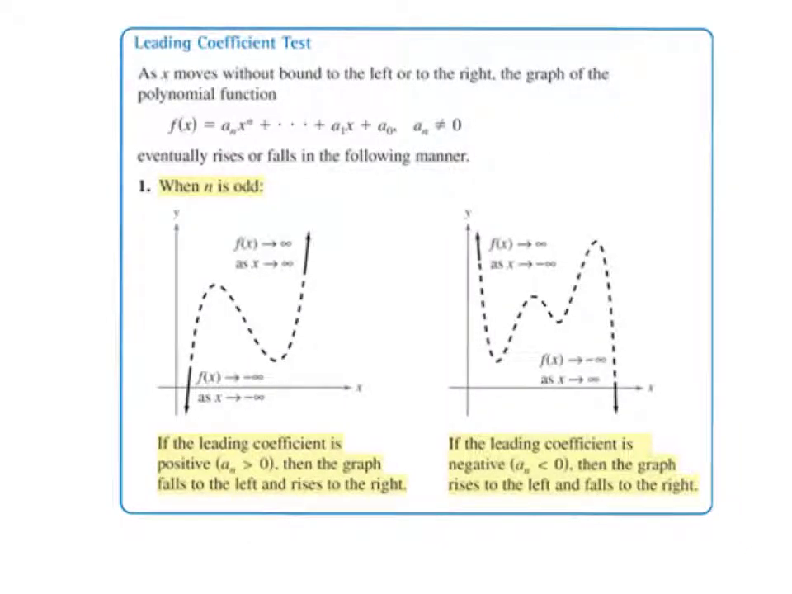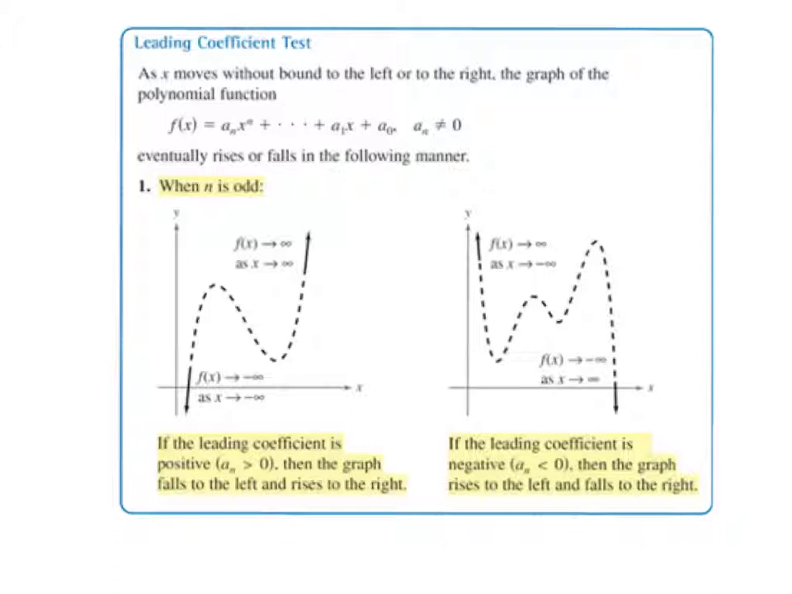One of the most useful tests that we can use for graphing polynomials of larger degree is called the leading coefficient test. What this tells you is that as x moves to the left or to the right, the graph eventually falls or rises. Since it is a continuous function, it's not going to go vertical and it's not going to just stop; it goes on forever, both towards negative infinity and positive infinity.